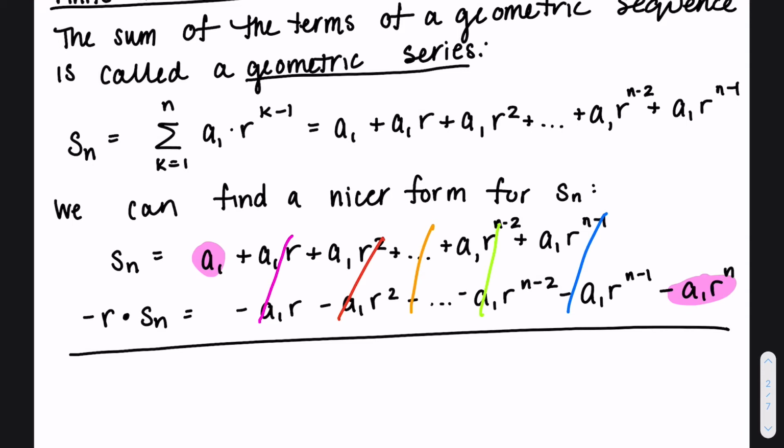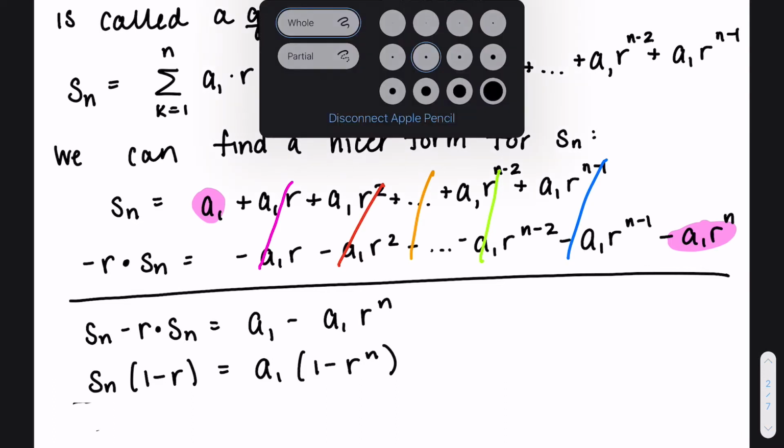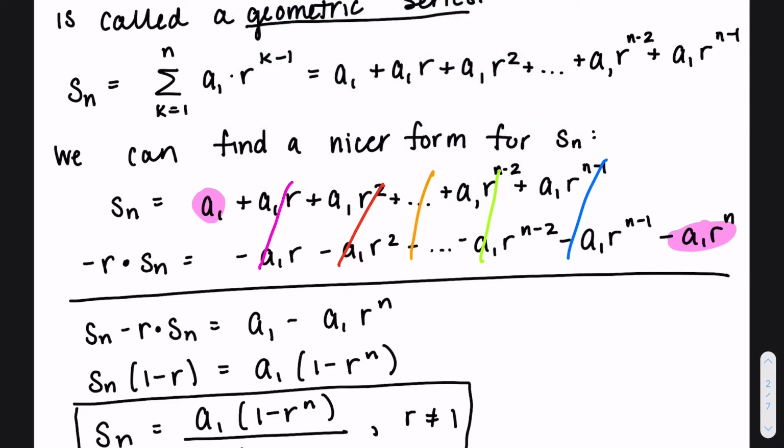So on the left-hand side, we get Sn minus r times Sn, and we're left with a1 minus a1 r to the n here. Our goal is to find what Sn is. Go ahead and factor that out. You get Sn times (1 minus r), and then you can also factor an a1 out here. So now, just dividing by 1 minus r gives us an explicit formula for the sum of the first n terms.